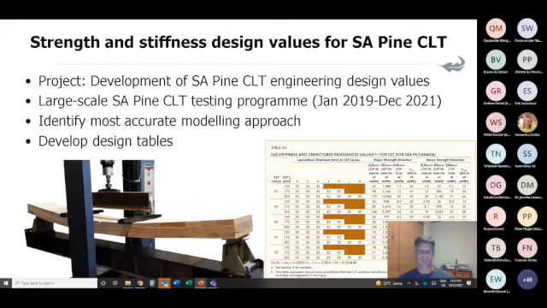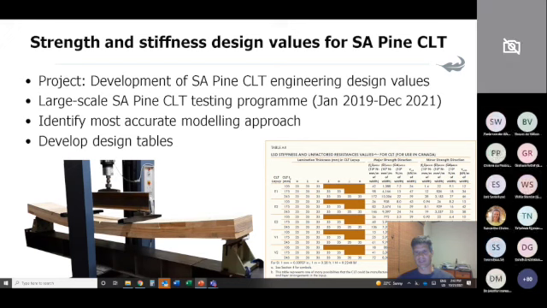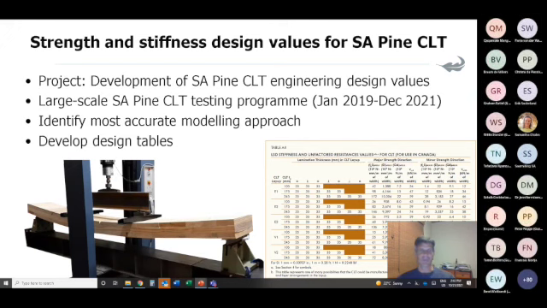When engineers design a structure from CLT, they will of course need strength and stiffness values of the CLT to do the design. You can see a table of the Canadian design values at the bottom right here. We started a project in 2019 to develop such a table for SA Pine CLT. It was part of a master's study of a student. It consists of 2 parts.